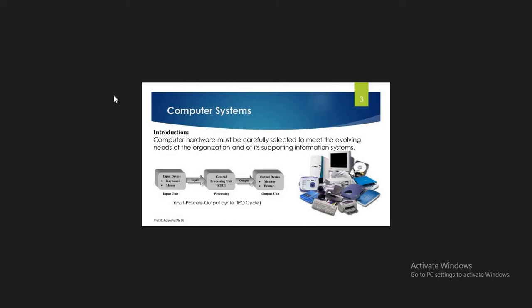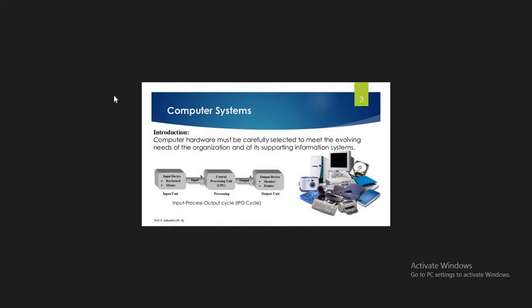There are a lot of pictures in that figure. Computer, these all are called computer hardware. Hardware means all the tangible devices are called hardware. Software means all the application programs. Hardware can be touched by our hand and felt. These all are called hardware.